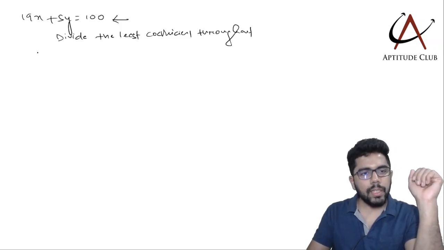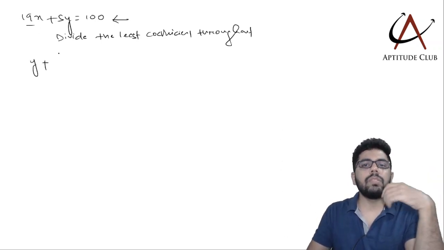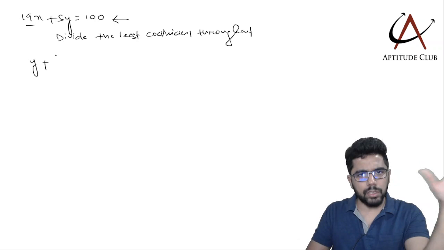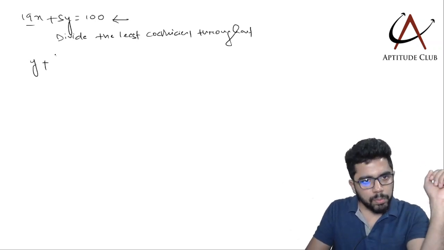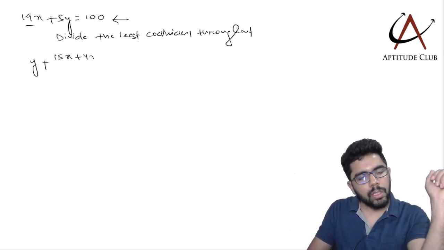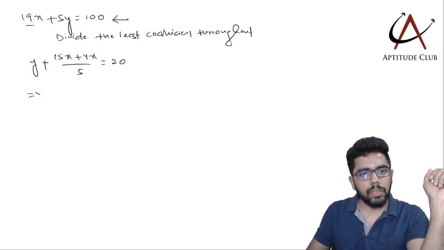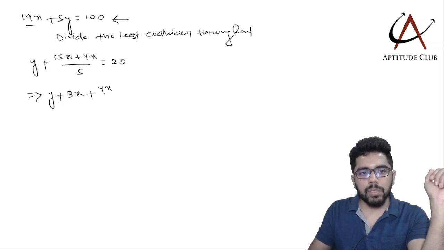So 5y divided by 5, I get y. 19x is not divisible by 5. But 15x was divisible. So maybe I'll write it in this way: 15x plus 4x divided by 5. 100 divided by 5 is 20. So I get y plus 3x plus 4x divided by 5 is equal to 20.